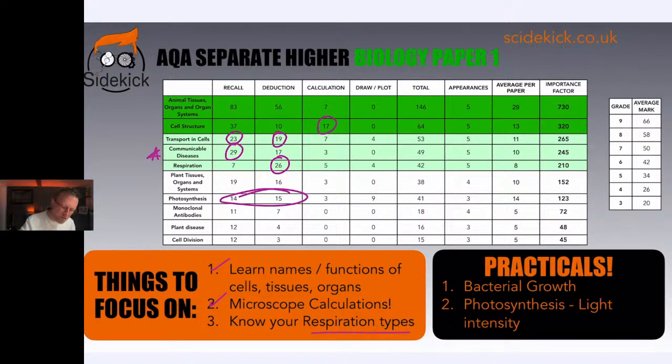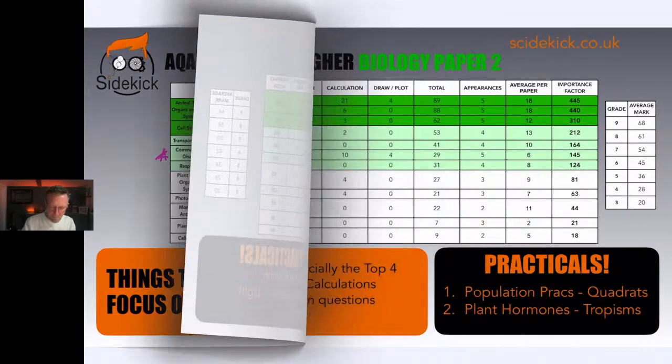And again, there's no substitute for doing questions, okay? Especially where these deduction numbers are really high for a particular topic, like in respiration, like in animal tissues, organs and systems, and even this one, transporting cells, there's no substitute for doing past paper questions, guys, okay? So that's really, really important. So that's biology paper 1.